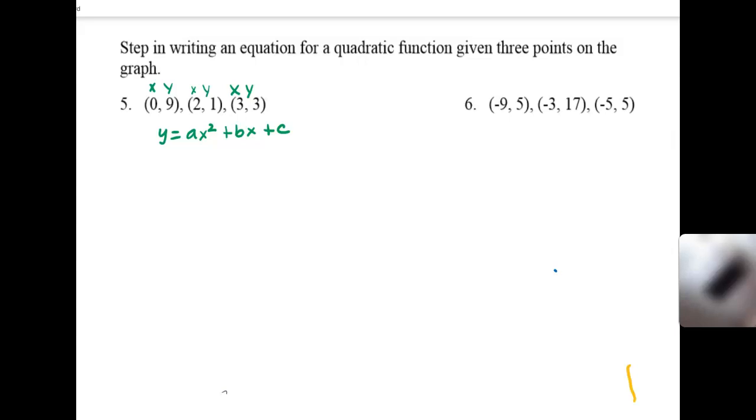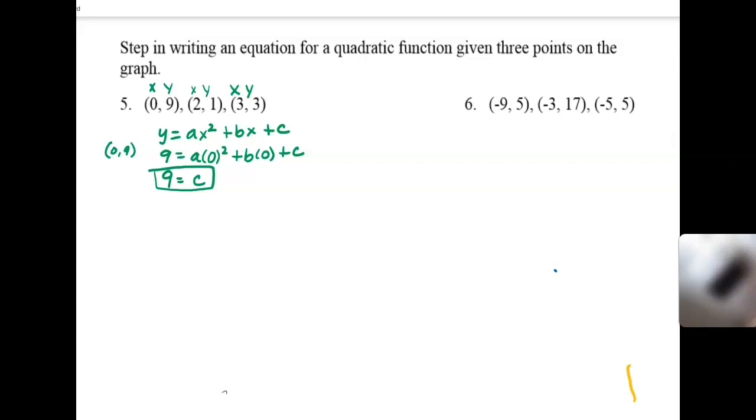So what we're going to do is a substitution for each point. I'm going to write over here to the side 0, 9, because that's going to be my first substitution. So I'm going to put a 0 for the x and a 9 for the y. So 9 equals a times 0 squared plus b times 0 plus c. See what I did? I just put in place of the x a 0. Now I can simplify that. 9 equals, and then a times 0 squared would be 0, and b times 0 is 0. So 9 is just equal to c. I'm going to put a box around that.